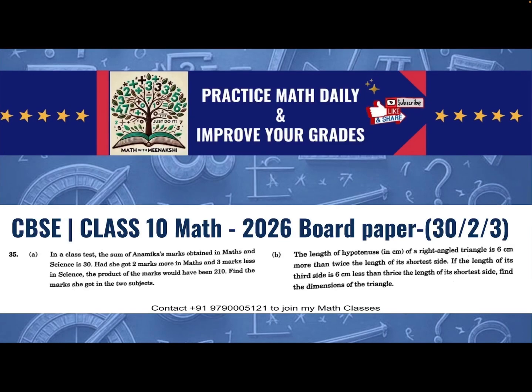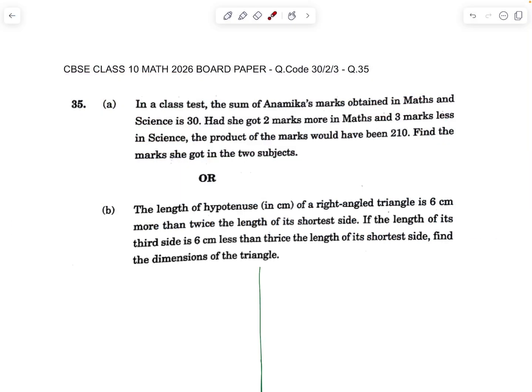Hello all, in this video I am going to solve question 35 from the CBSE grade 10 standard math 2026 board paper. The question paper code is 30/2/3. The A part of question 35.